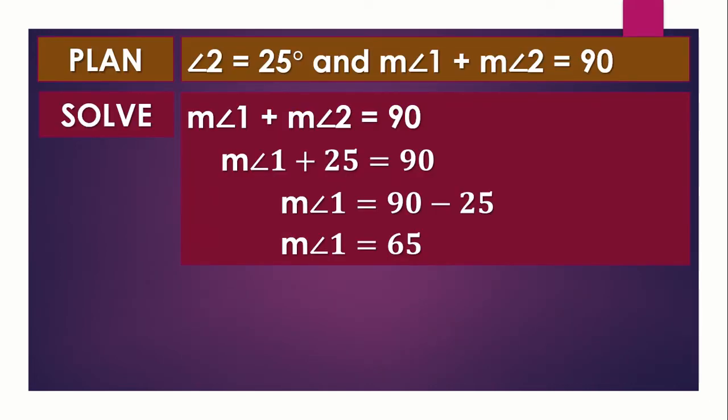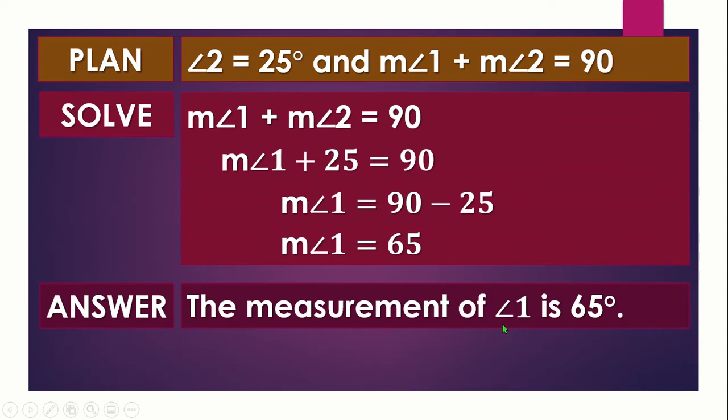So let us solve. Measure of angle 1 plus measure of angle 2 is equal to 90. We have a measure of angle 2 right here, which is 25 degrees, so we can substitute that in the solution. Thus, using the addition property of equality, the measure of angle 1 is equal to 90 minus 25. 90 minus 25 is equal to 65. To answer the problem, the measurement of angle 1 is 65 degrees.